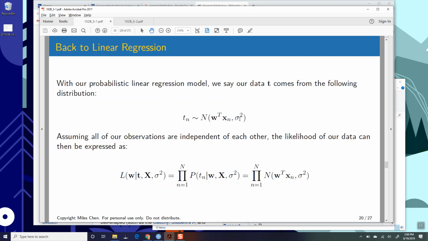If we assume all of our observations are independent of each other, which is often what we do in statistics, because it makes our life easier, we will say that the total likelihood, the likelihood of all of our data, is going to be the product of each of these probabilities. Each of these probabilities is the normal distribution. So we're asking, what's the probability of getting this t sub n if it's coming from this normal distribution?